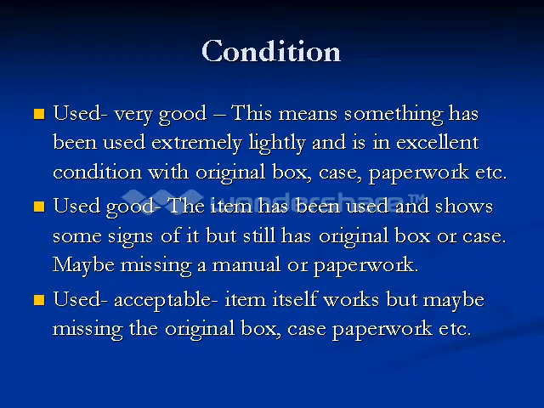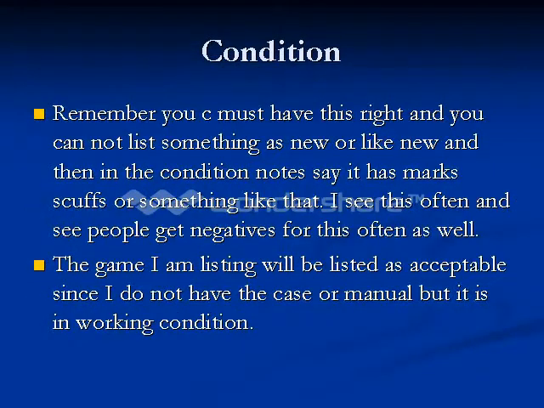Used, very good is basically something that's been opened. It's still like new. Make sure it has all the paperwork and the packaging. This is really important. You have to have all that. Good is something that shows some signs of wear, but it still has the original box and paperwork and still works great. Acceptable is something that still works, but may not have the box, paperwork, etc. with it. I have to stress, you must list this correctly. Please do it right. The game I have is acceptable, so that's what we're going to list it as. It doesn't have a box or paperwork.